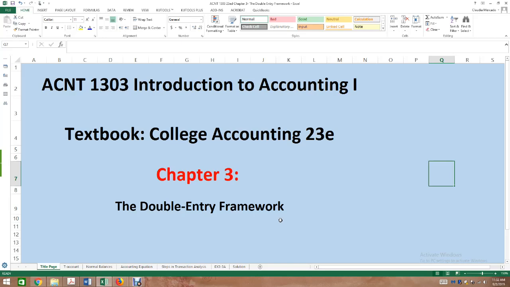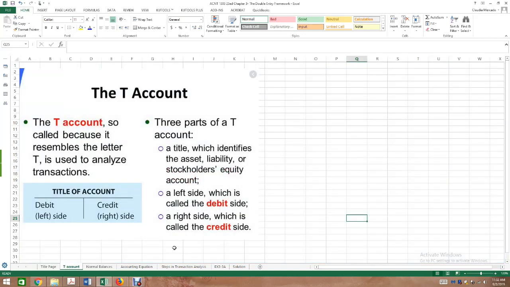The chapters are not very long, so please do take the time to read the chapter, review the different diagrams, the different pictures, the different examples that are provided. They're going to serve as guidance so you can complete your assignments. Okay, so this particular chapter deals with the double entry framework. The first thing I'm going to start off by doing is introducing the T account.